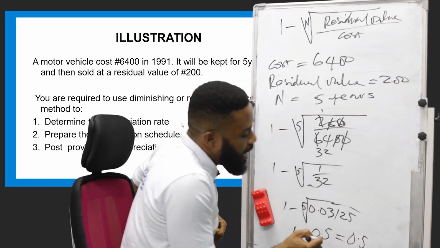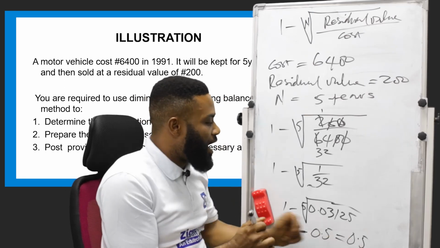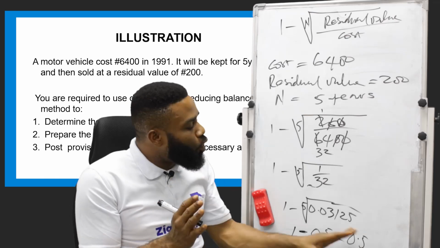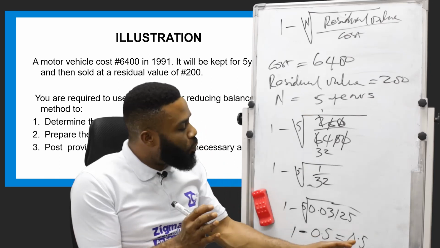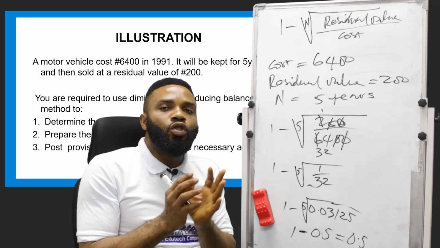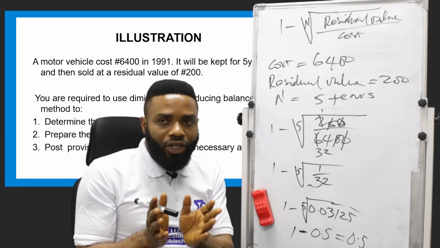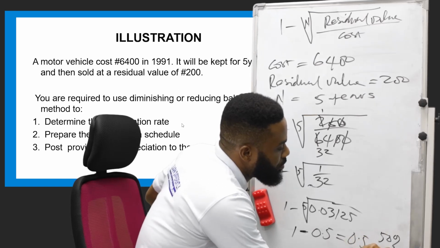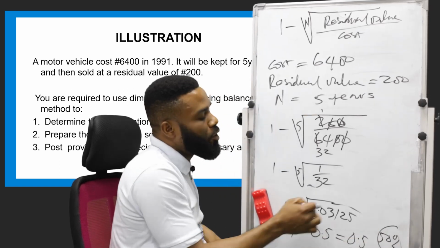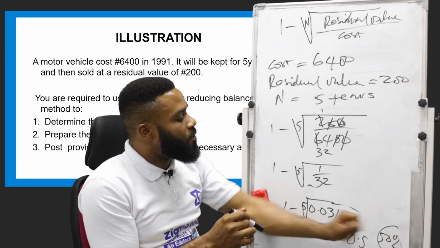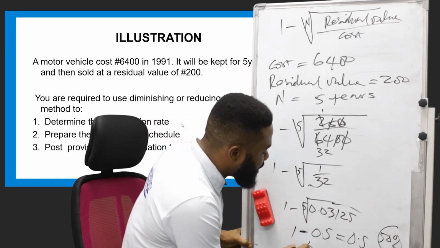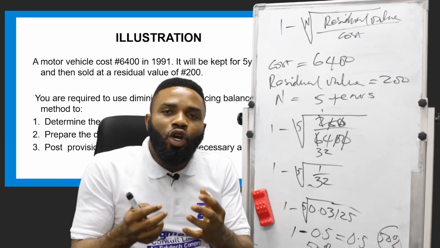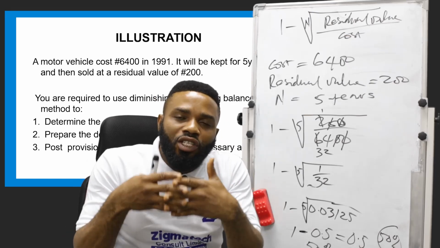Now this 0.5 is what you have arrived at. Meanwhile, what we are looking for is the percentage. So to convert this to 100, we are going to multiply 0.5 by 100. If you do that, you are going to have 50%. So when you multiply 0.5 by 100, you will have what? 50%. So 50% is the percentage we are going to use to now determine the depreciation rate.